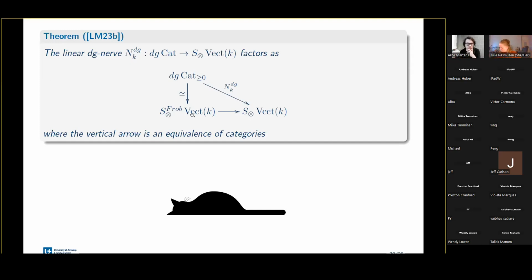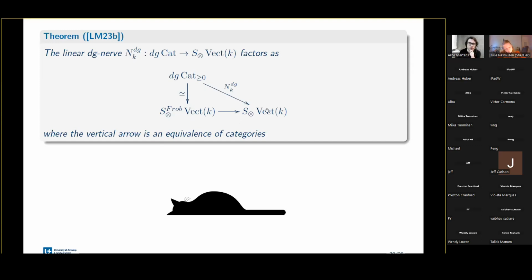Frobenius structure. But then the curious thing is that this vertical map will be an equivalence of categories, not even just an equivalence, but a real on-the-nose equivalence of categories. What happens here is a type of bar construction combined with the Dold-Kan correspondence, which is the reason why we only have non-negatively graded DG categories. So the relation between these two things is very clear. They're just the same category, basically.